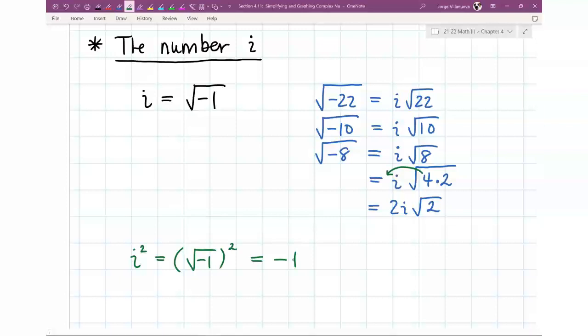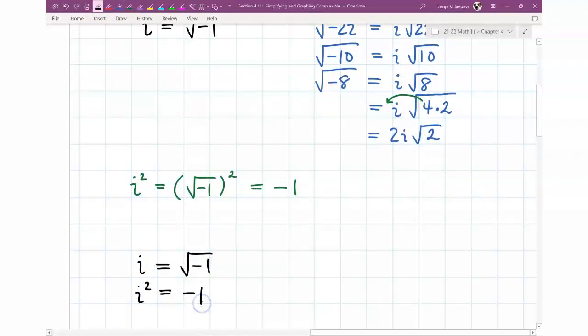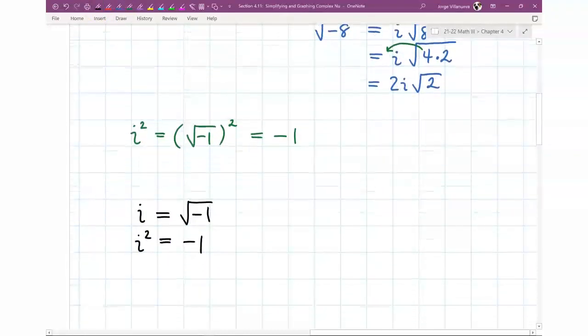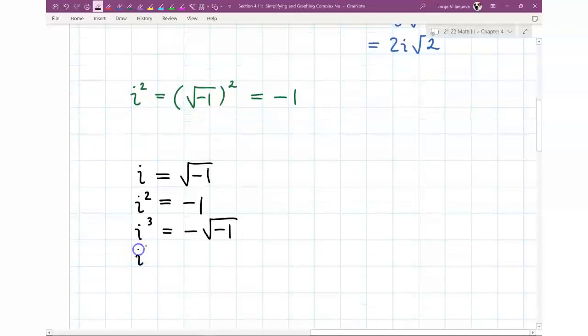What I want to show you are the main definitions for i that we use. i is the square root of negative 1. i squared is negative 1, so if you ever see an i squared, you can automatically change it to negative 1. If you see an i cubed, that's a negative square root of negative 1, which I really am not a big fan of. And then i to the 4th is a positive 1.